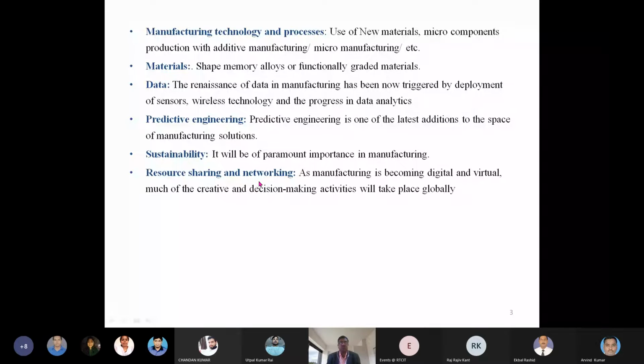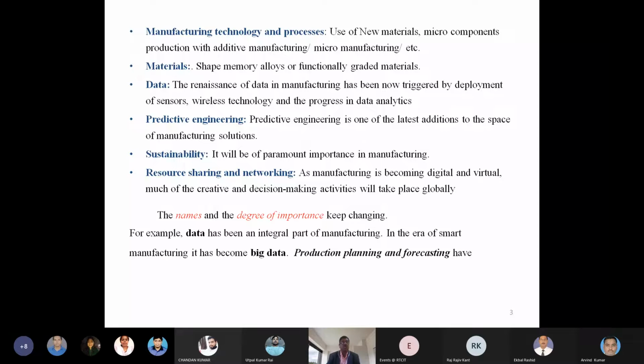Resource sharing and network as manufacturing now becomes digital and virtual. So data sharing and networking globally take on a very important concept, and that becomes very popular over here, by use of cloud computing technologies.